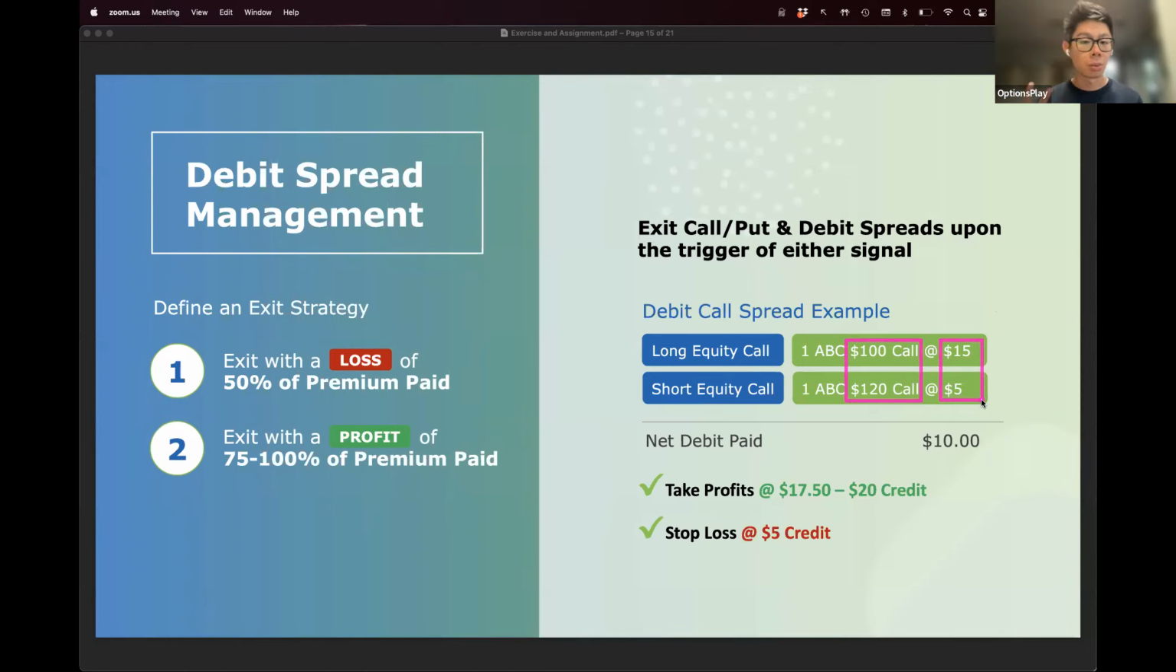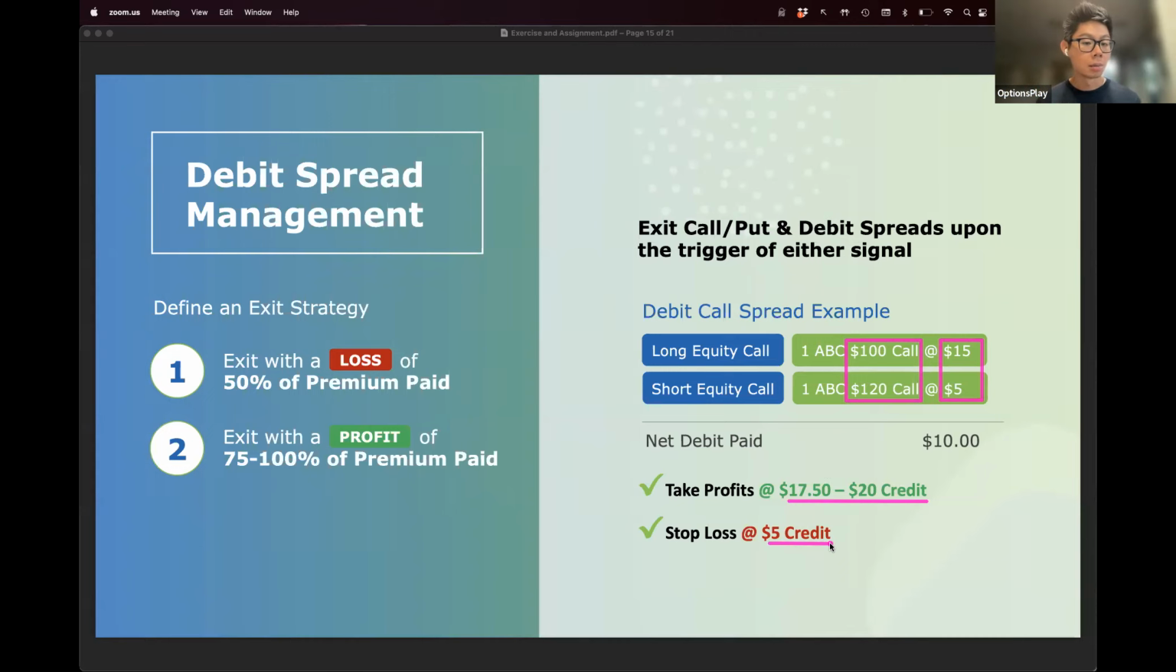So I want to either take profits when the spread is trading from $17.50 to $20, in terms of 100% gain, or if the spread that I paid $10 for is now trading at half its value, at $5, that's a rule for me to start cutting losses on this particular trade. Those are the two rules that you should generally have in place.